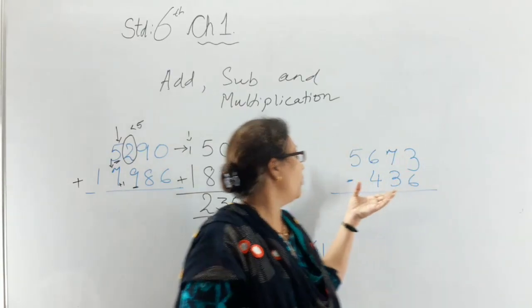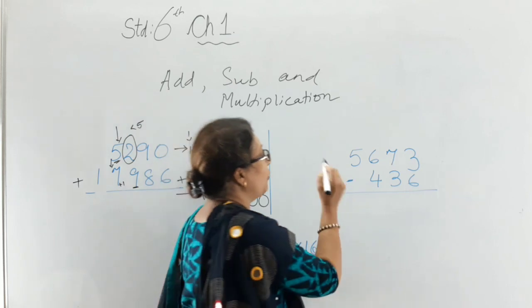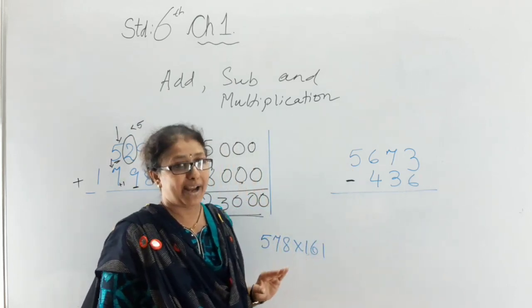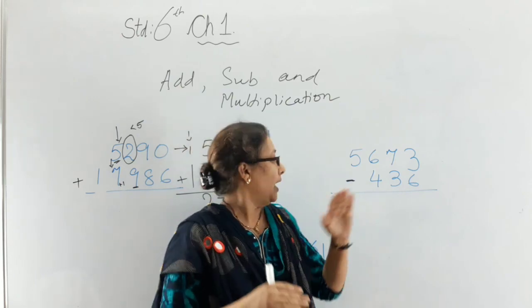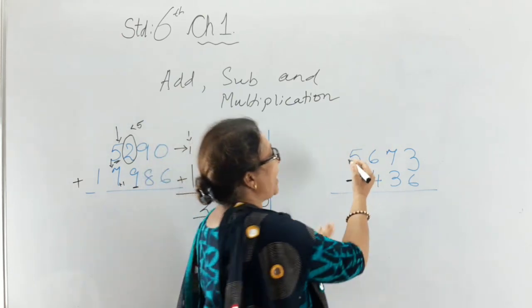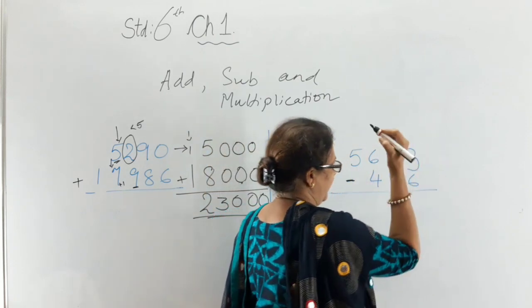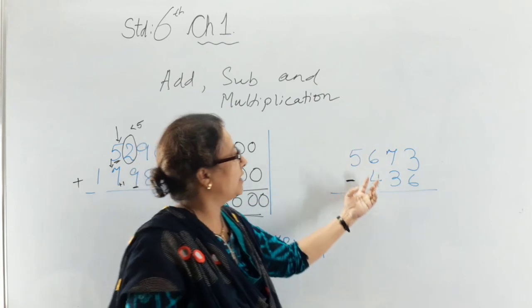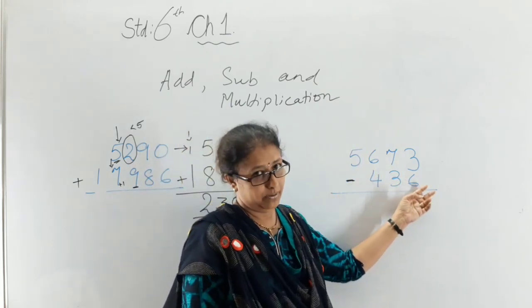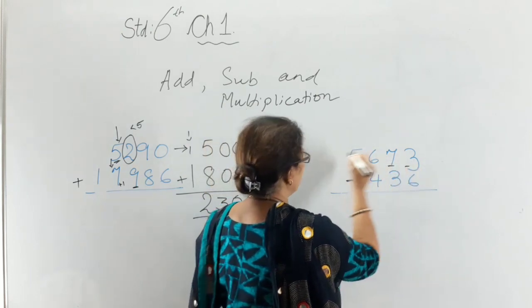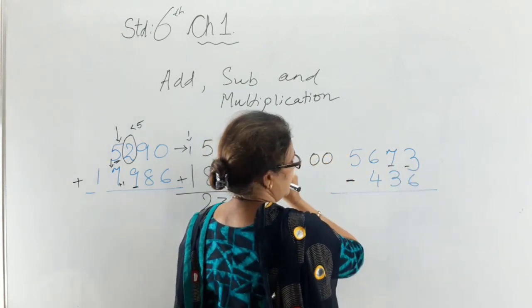Now we will have one more example, that is of subtraction. You all must be knowing that this sign means we have to subtract. We have to less. Now again we will go for the round off number. 5, 6, 7, 3. So we have to round off to the nearest 100 because here we have a 3-digit number. So we have to round off to the nearest 100. So the last 2 digits will be converted to 0.